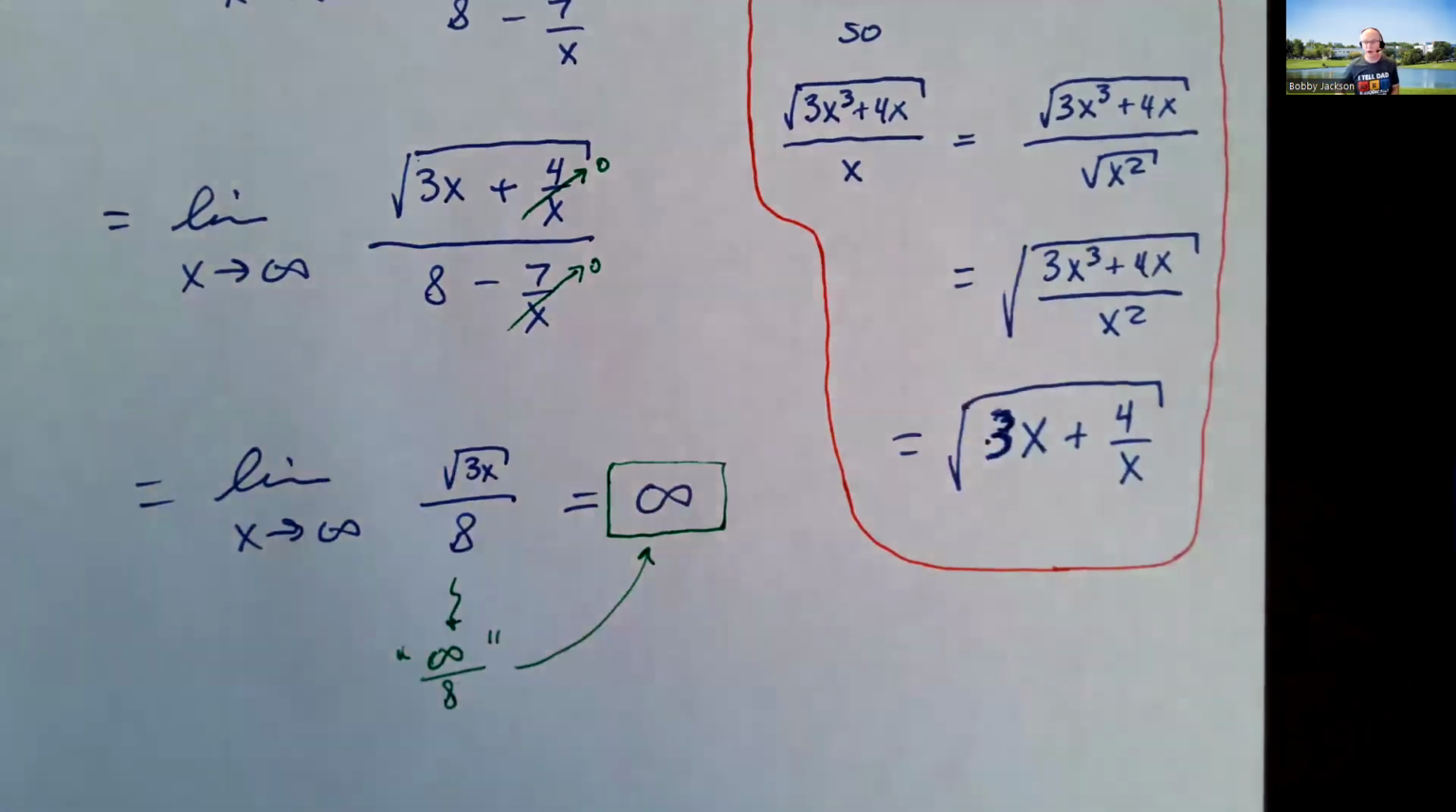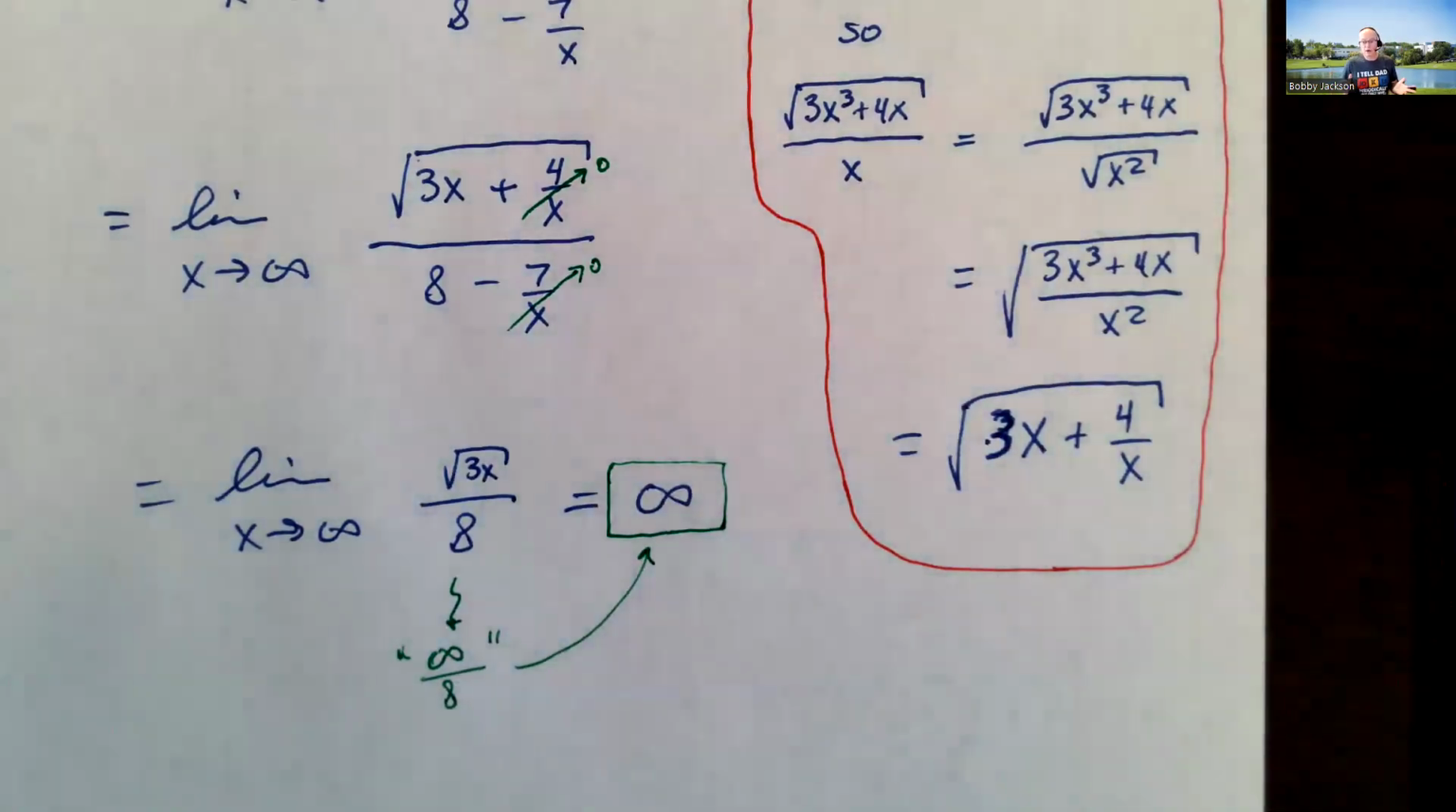So the graph is growing unbounded. And notice there's no horizontal asymptote in the positive direction for this function.